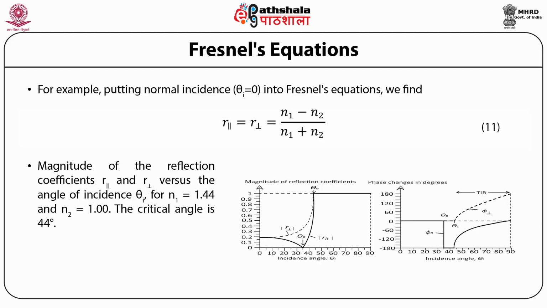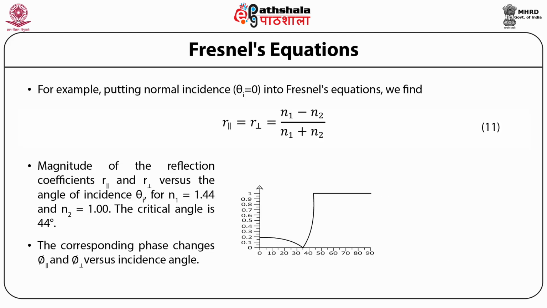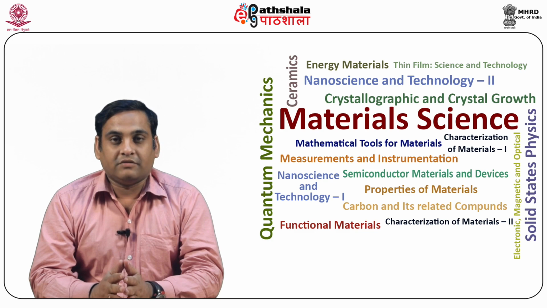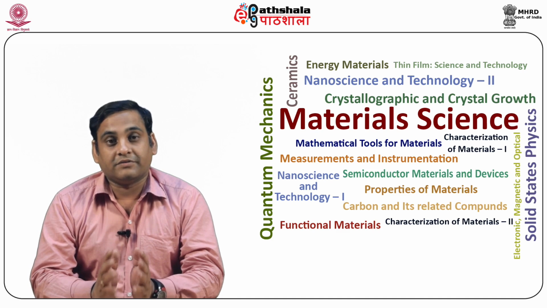The critical angle is 44 degrees, and B shows the corresponding phase changes phi parallel and phi perpendicular versus incident angle. This is a positive quantity for n1 greater than n2, which means that the reflected wave suffers no phase change. This is confirmed by phi perpendicular and phi parallel in figure 2b. As the incidence angle increases, eventually r parallel becomes 0 at an angle of about 35 degrees.